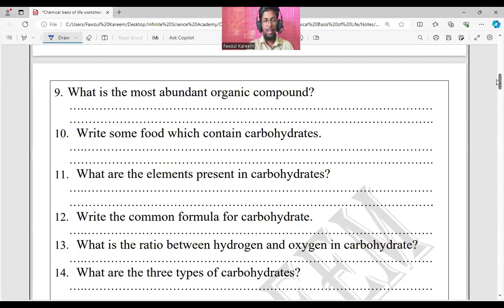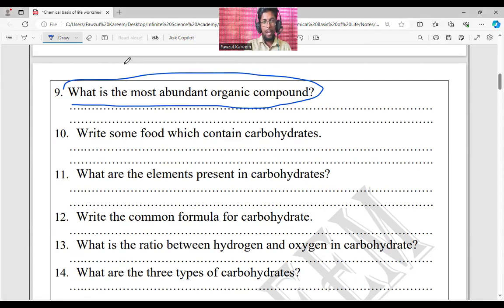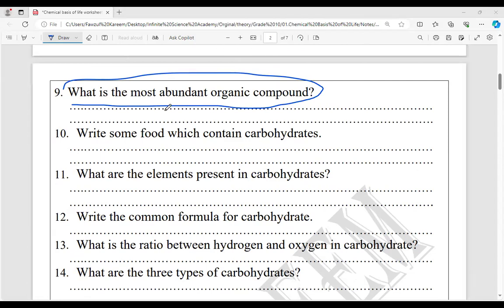Then we are moving to the next question. Question number 9. What is the most abundant organic compound? Can anyone say the answer? Carbon dioxide. Think, what's the correct answer? What is the most abundant organic compound? Carbohydrate. Yes, very good.